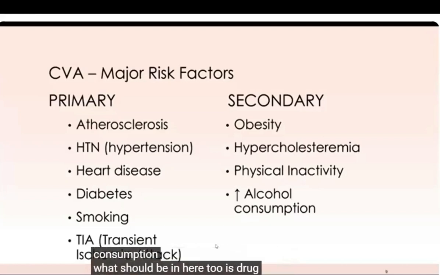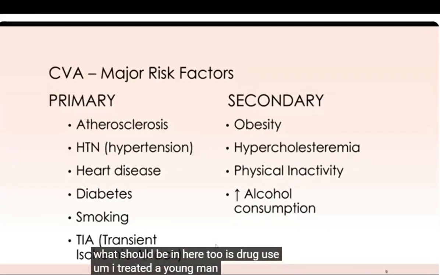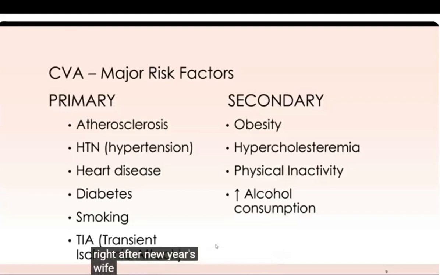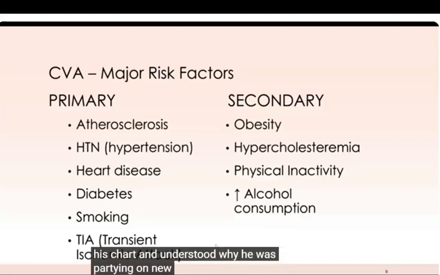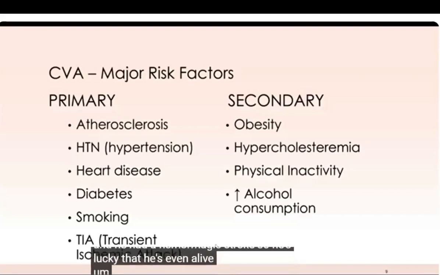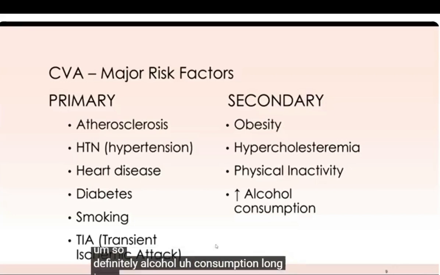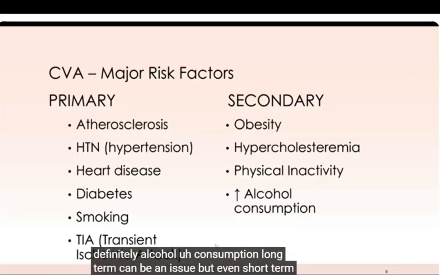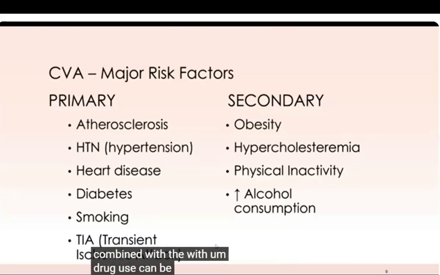What should be in here too is drug use. I treated a young man in his 30s right after New Year's. His wife was pretty upset at him, and I read his chart and understood why. He was partying on New Year's and did a lot of cocaine, and he ended up giving himself a stroke, and he fell down the staircase and broke his arm, and he had a hemorrhagic stroke. So he's lucky that he's even alive. Definitely alcohol consumption long-term can be an issue, but even short-term combined with drug use can be a major risk factor.